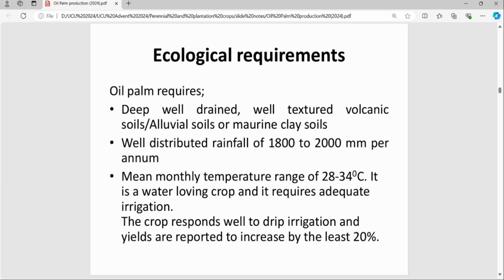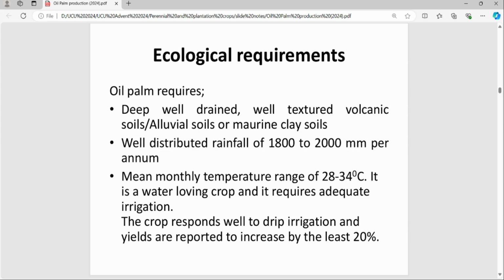So now let's look at the ecological requirements for oil palm. It requires deep, well-drained and well-textured volcanic soils, or alluvial soils, or marine clay soils. It also requires well-distributed rainfall of about 1,800 to 2,000 millimeters per year. The mean monthly temperature ranges between 28 and 34 degrees Celsius.